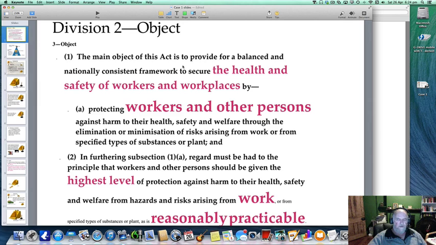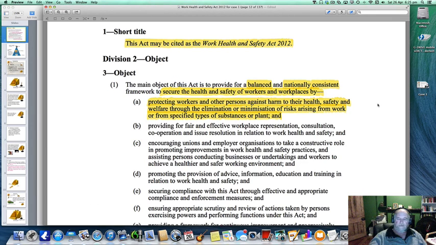The main object of this Act is to provide for a balanced and nationally consistent framework to secure the health and safety of workers and workplaces by A. Protecting workers and other persons against harm to their health, safety and welfare through the elimination or minimisation of risks arising from work or from specified types of substances or plant. Let's get this a little bit bigger so I can do it with the legislation itself.